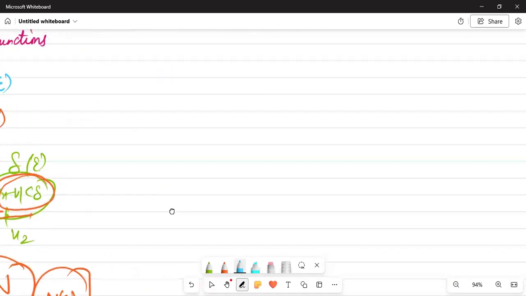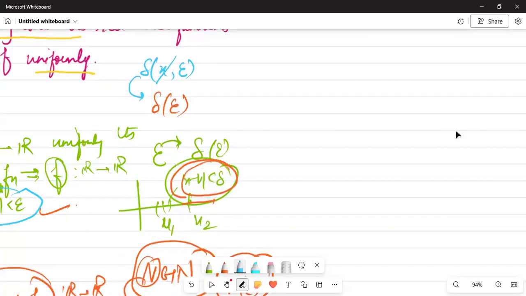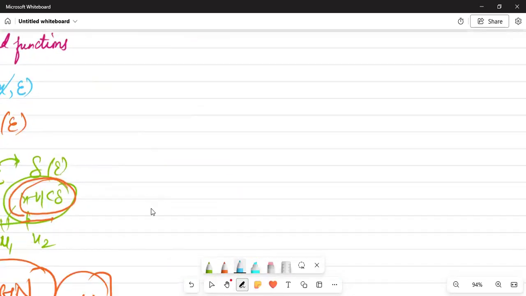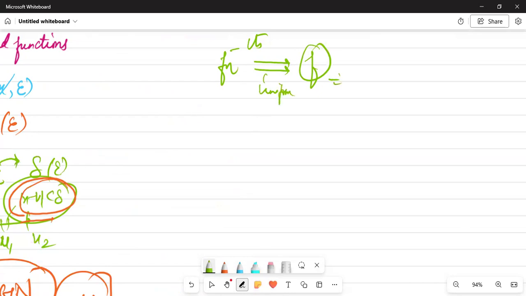And the proof is this. So this is a well-known result, first of all, that if fn is a sequence of continuous functions which converge pointwise to a function f, and the convergence is uniform, then f is also continuous. So fn's are a sequence of continuous functions which are uniformly converging to a function f. So f will also be continuous. So this is a well-known result.